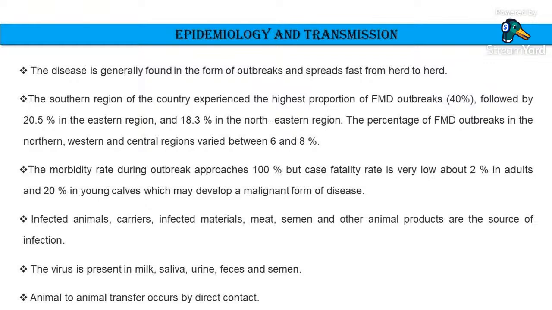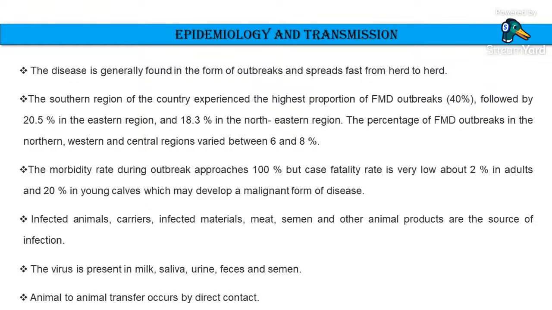But the case fatality or the mortality, the death rate, means the number of deaths which are present at a specific time. The death rate is very low, which is about 2% in adult animals. But in case of young cows or young piglets, the mortality rate is 20%. That means the young cows and young piglets are very affected by the disease, in which there is the malignant form of the disease. It affects the heart, it causes myocarditis.